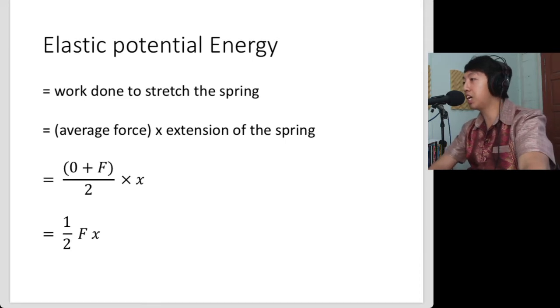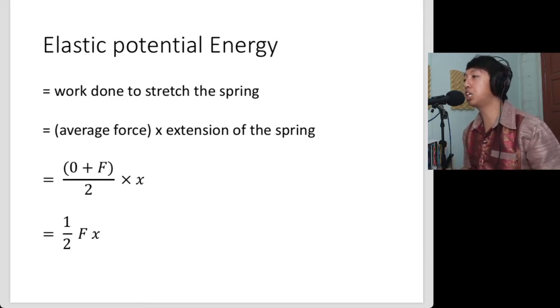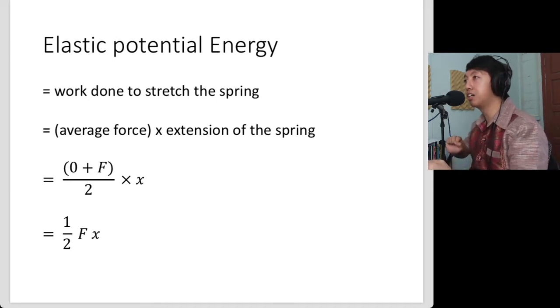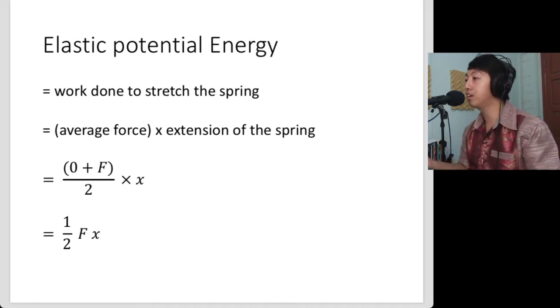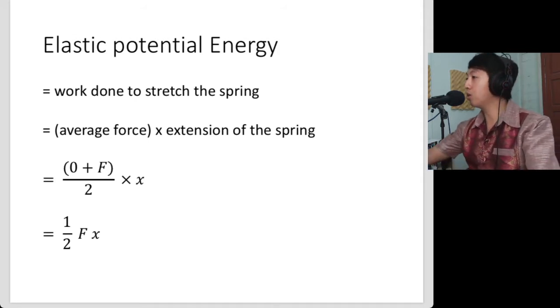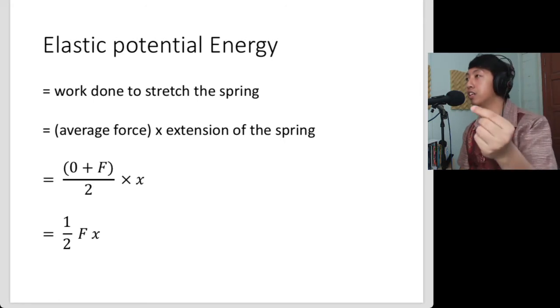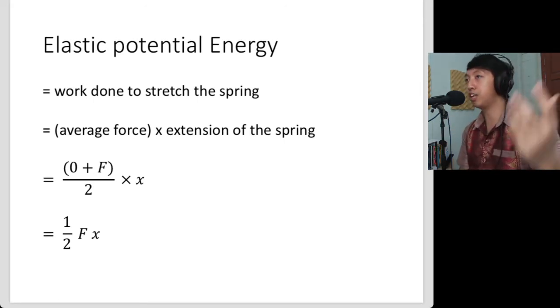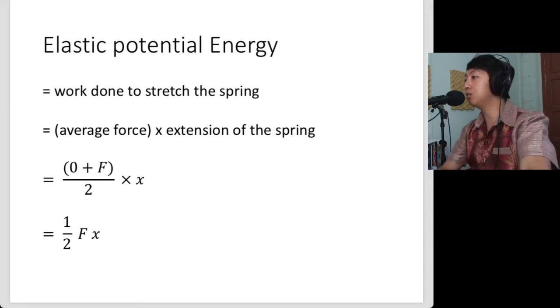Now, elastic potential energy. So that's another thing. Elastic potential energy is the amount of work done to stretch the spring. Right? So kalau kamu stretch satu spring sebanyak 10 cm, berapa banyak kerja yang kamu sudah lakukan? Work done. How many joules have you done to stretch that spring? Okay, so work kita tahu defined as force kali dengan distance. We learned that in Form 4. So basically, we do the same thing with a spring, which is we calculate average force kali dengan extension of the spring. Right? It's just the same thing.